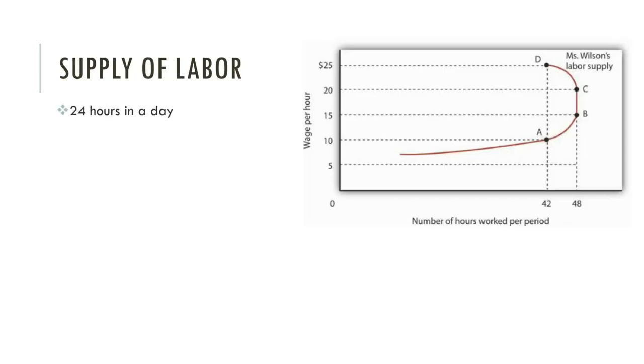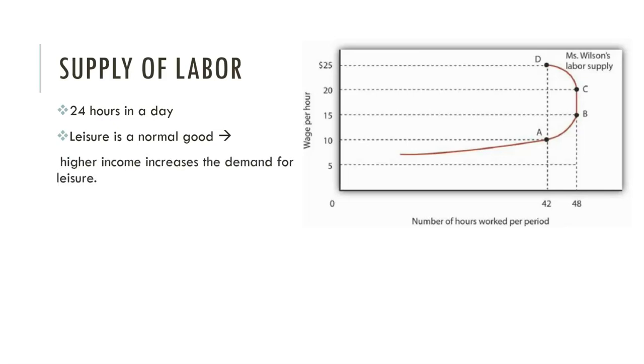So for the supply of labor, you want to think there's only 24 hours in a day, and people have to think of what they want to do with those hours. Do they want to work for 24 hours? Do they want to work for 8 hours or 10 hours or 6? But they're limited by time. So you can't work more than 24 hours in a day. It's just not possible.